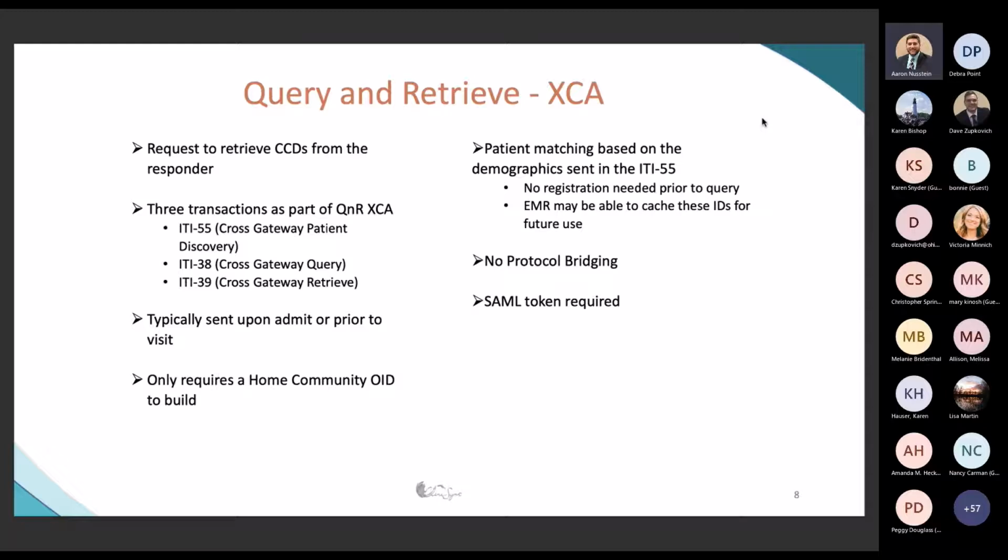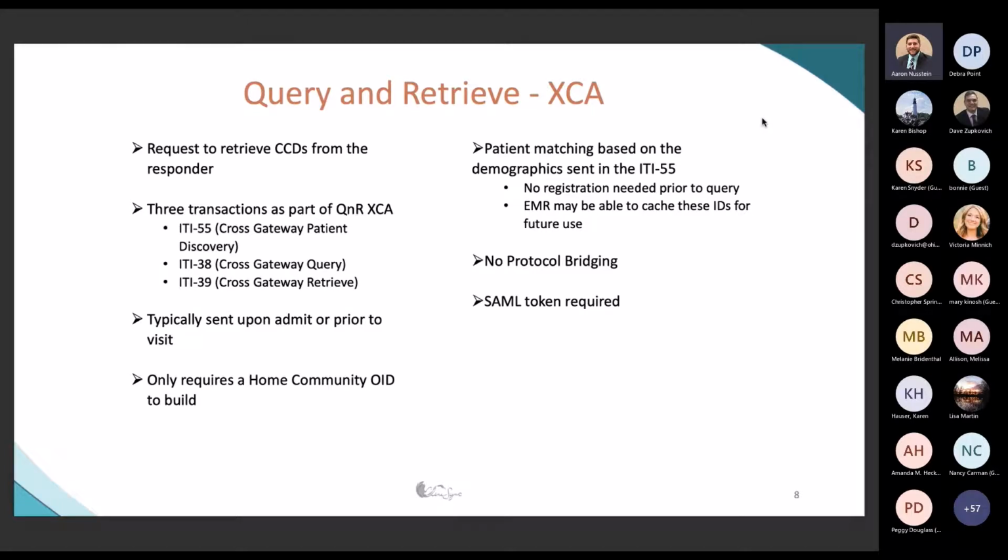you create that linkage, your EMR should be able to cache that ID, and for future queries you would only need to go through the 38 and the 39 because you already know that that patient exists at the HIE. The 38 is your document query, and your 39 is your document retrieve, which occurs very similarly to the XDSB. Again, these are sent prior to an admit.